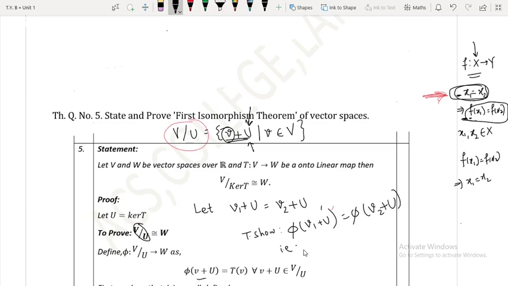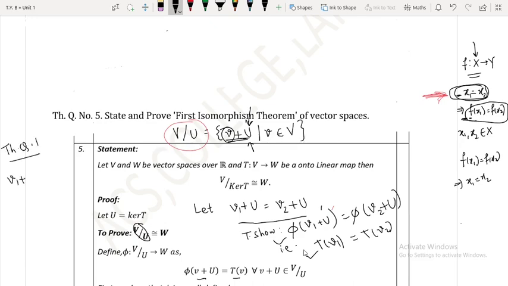If you use this definition of the function properly, phi of v1 plus u will be T of v1, and phi of v2 plus u will be T of v2. So in order to show this, we have to show T of v1 is equal to T of v2. Now we are given v1 plus u is equal to v2 plus u. Now we will recall our theory question number 1, which we are going to use here.